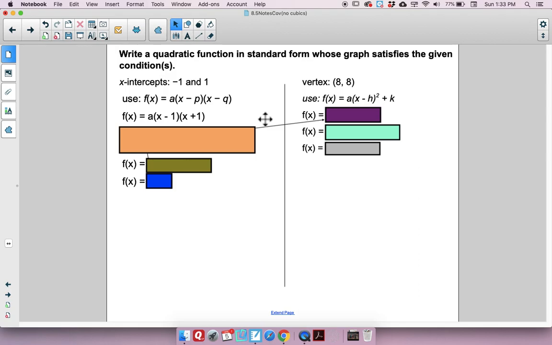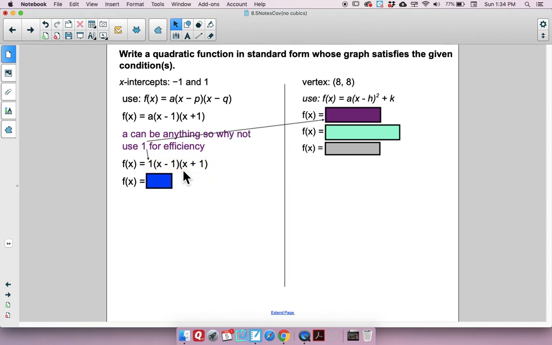Okay. Again, a can be anything. So let's just make it a 1, right? Got to put it in standard form. So what's the only thing I have left to do? Multiply it out. Conjugate binomials. Multiplying times 1 is not going to do anything. So you get x squared minus 1.